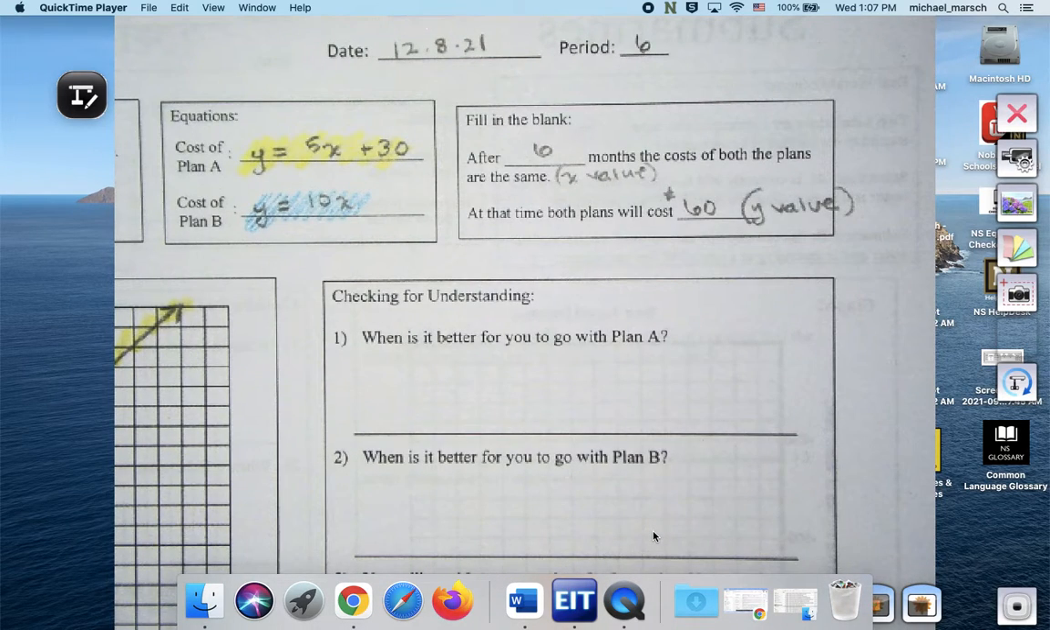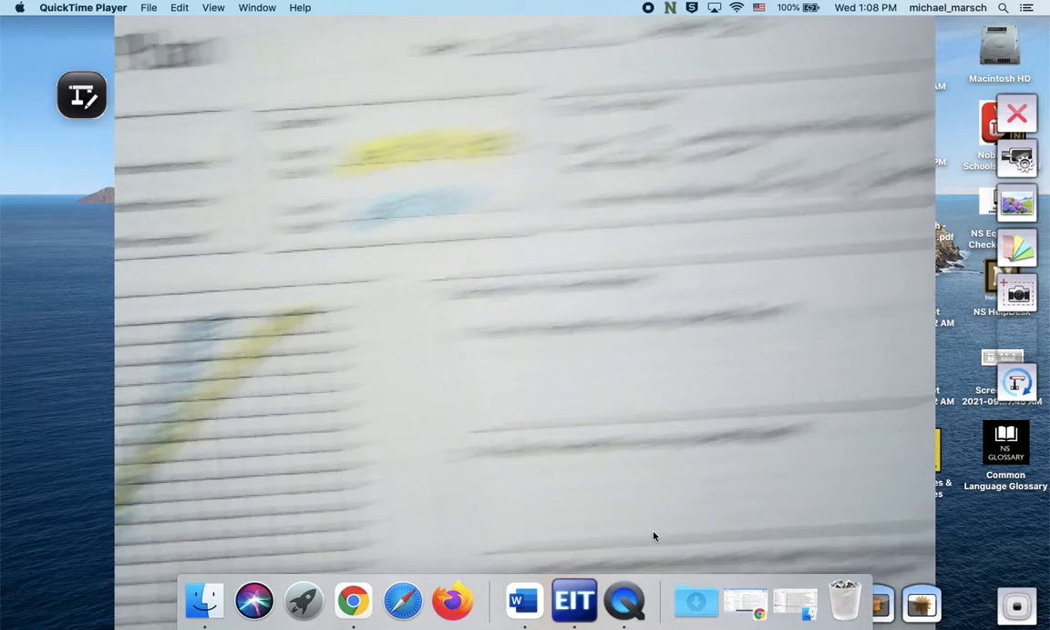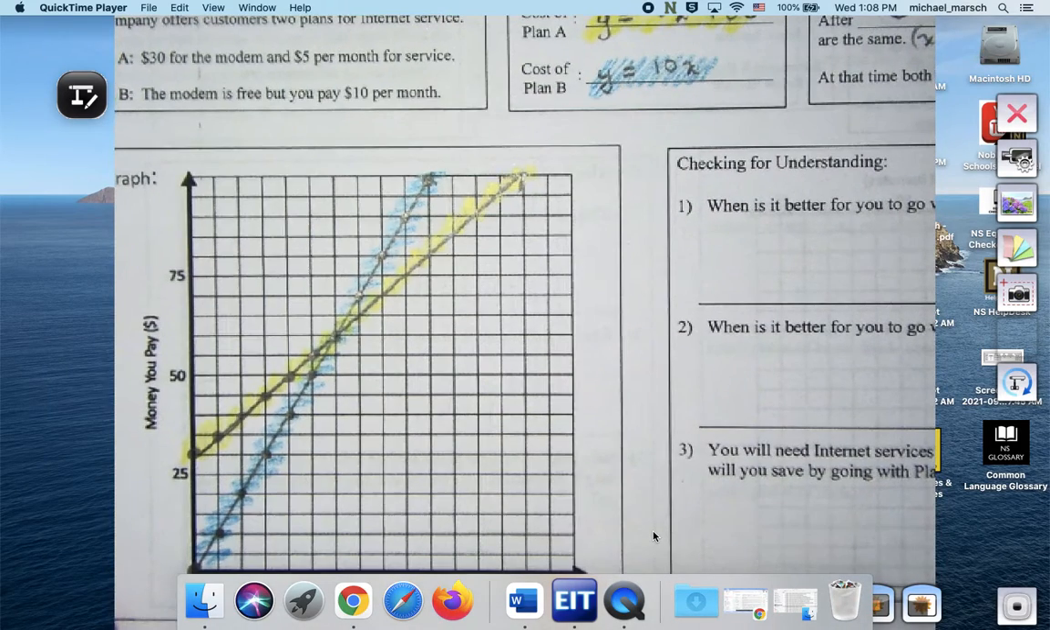Can you show me the graph again? I graphed my mom.